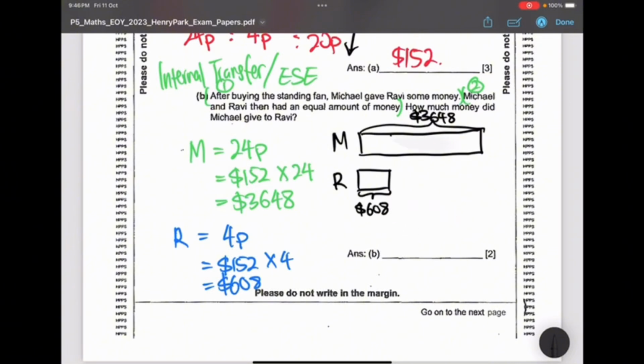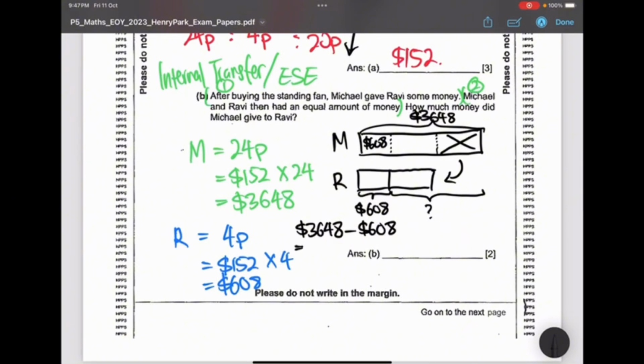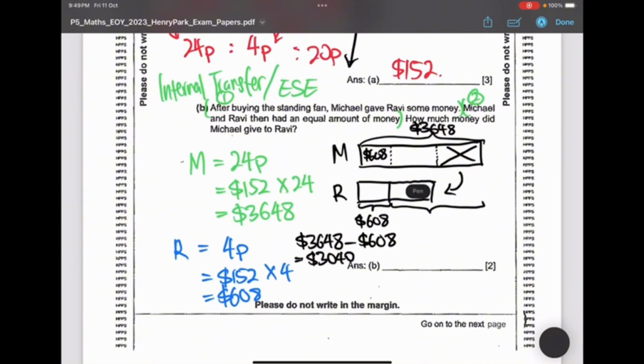Alright, so what I want to do is to mirror image this, knowing that this is also $608. If he were to give him some money and they ended up with equal amounts, right? What is happening is that this is being split in 2, and this is being given to Ravi. And what is this amount that we have over here? That is simply 3,648 minus $608. And that would give me $3,040.